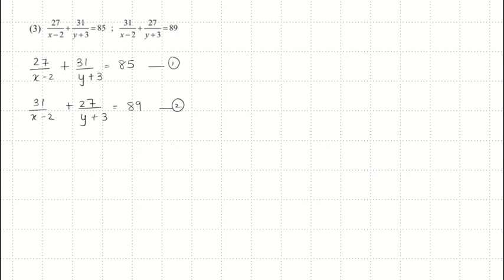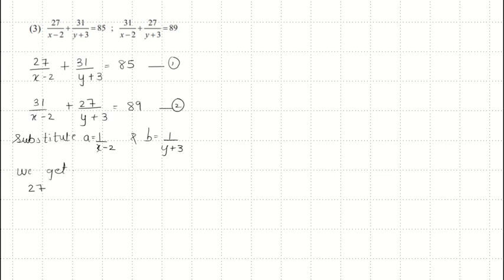So here we have 1 upon x minus 2 and 1 upon y plus 3 common in both the equations. So we will substitute a is equal to 1 upon x minus 2 and b is equal to 1 upon y plus 3. We will put this in both the equations. After putting the values of a and b, we get new equations which is 27.